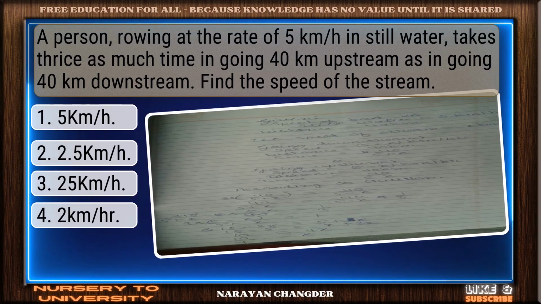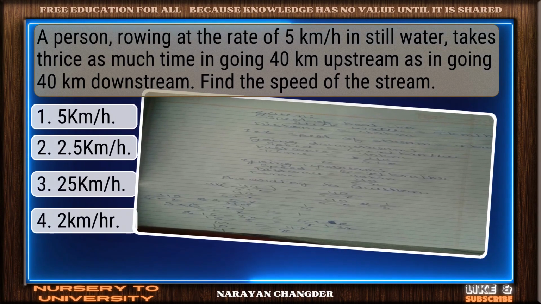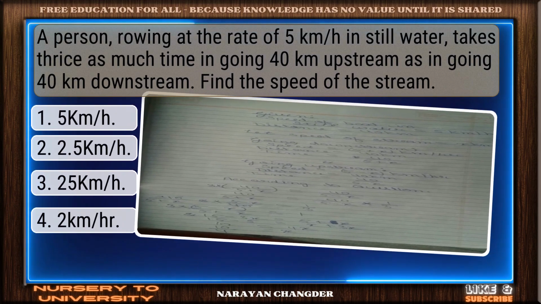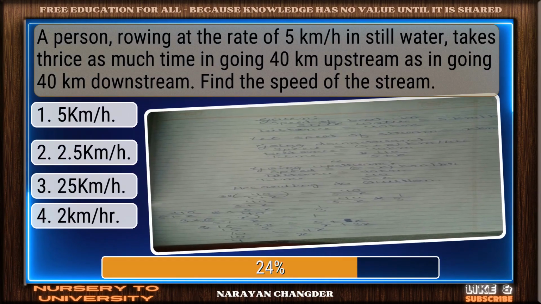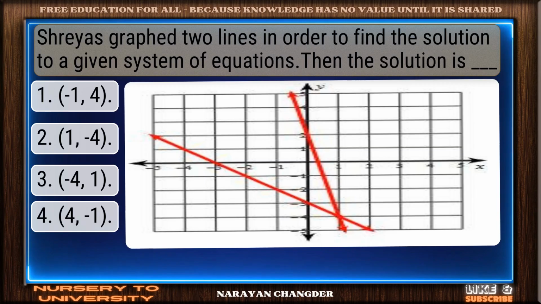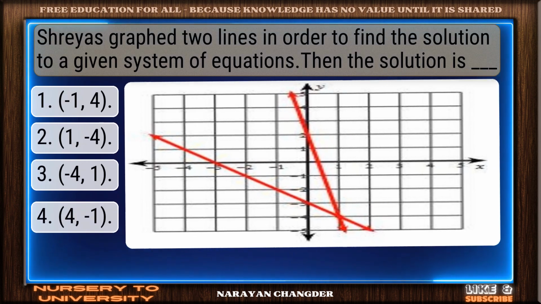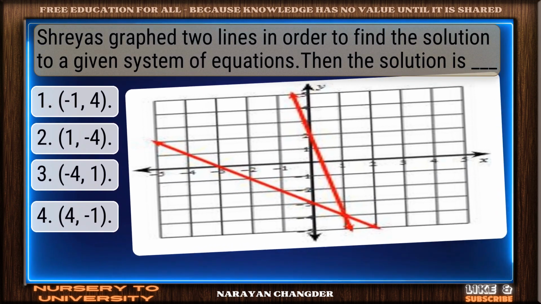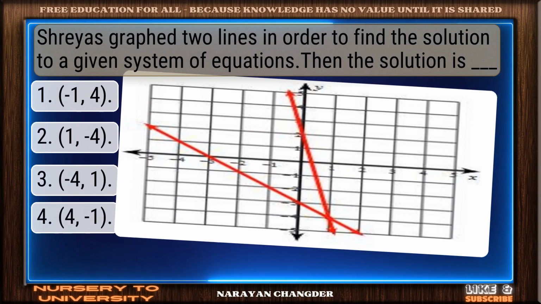A person rowing at the rate of 5 km/h in still water takes thrice as much time in going 40 km upstream as in going 40 km downstream. Find the speed of the stream. Shreyas graphed two lines in order to find the solution to a given system of equations. Then the solution is dash.